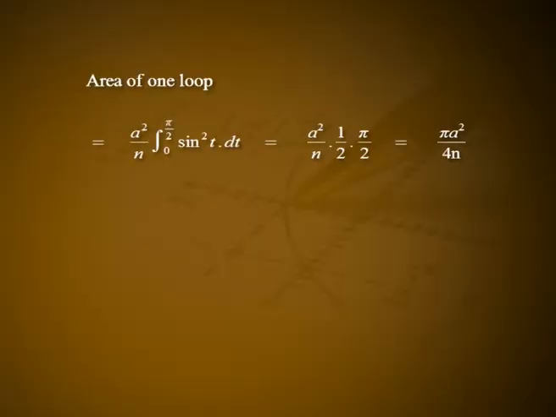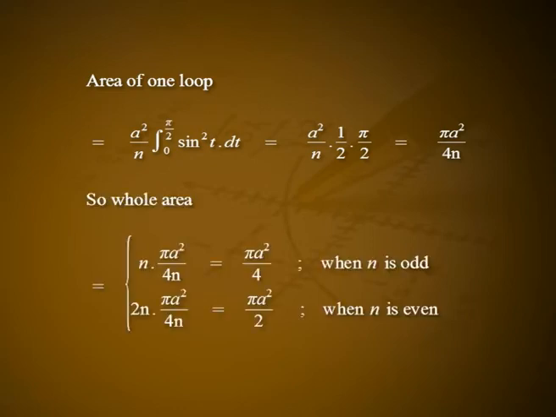Area of one loop is equal to a square by n into integral from 0 to pi by 2 sin square t dt, which is equal to a square by n into 1 by 2 into pi by 2, which is equal to pi a square divided by 4n. So, whole area is equal to n into pi a square by 4n, which is equal to pi a square by 4 when n is odd, and 2n into pi a square by 4n, which is equal to pi a square by 2 when n is even.